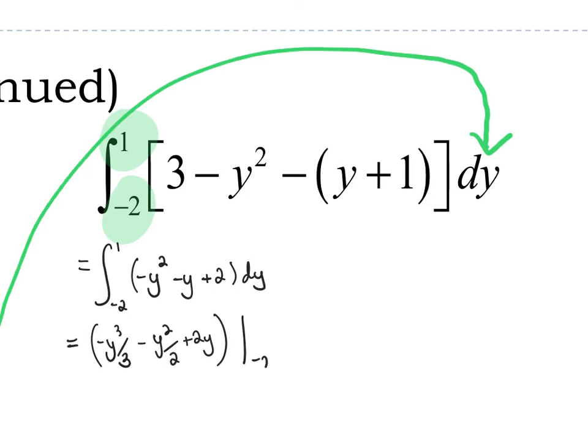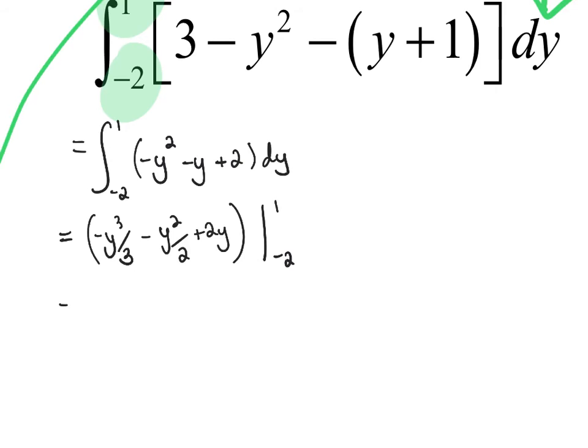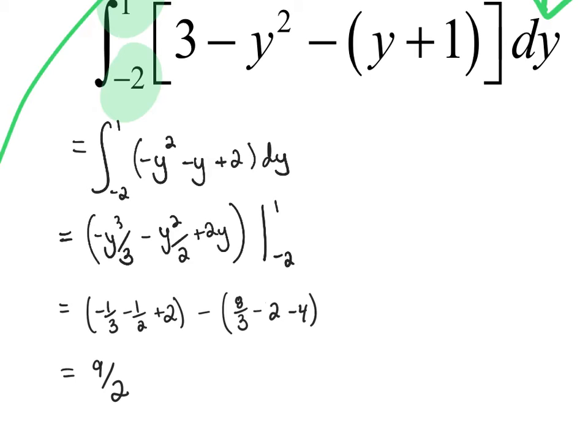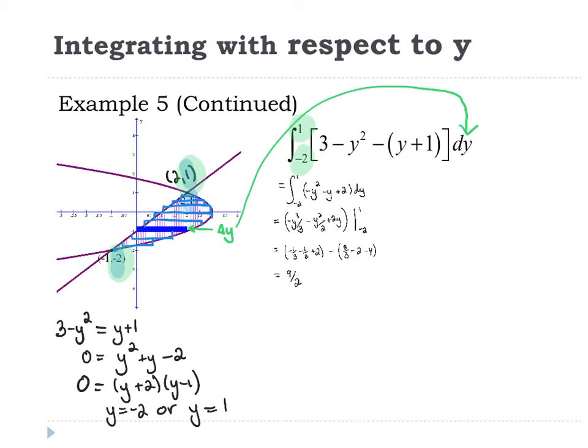Now this may look familiar to you because I think we've gotten a very similar example before. We end up plugging in the top number first, so I have -1/3 subtract 1/2 plus 2, and then I have 8/3 subtract 2 subtract 4, and this is actually exactly what we've had before. This ends up being 9/2 if you just plug everything in.